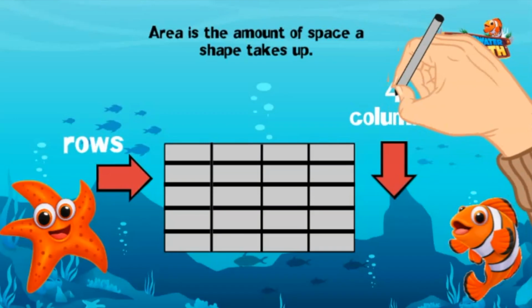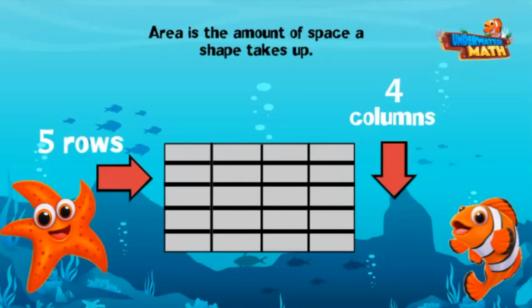There are 4 columns and 5 rows. In each column, there are 5 boxes. In each row, there are 4 boxes. To find out how many total boxes are in this array, we can add.